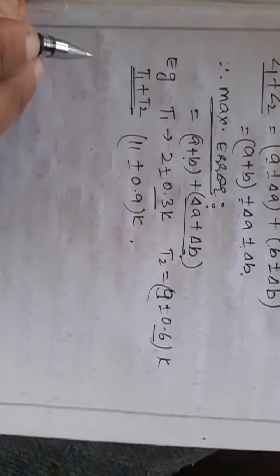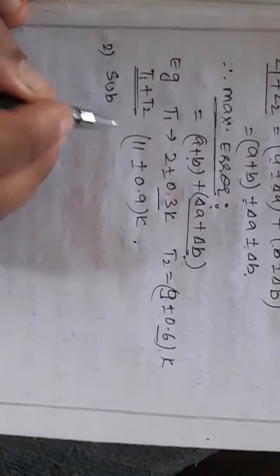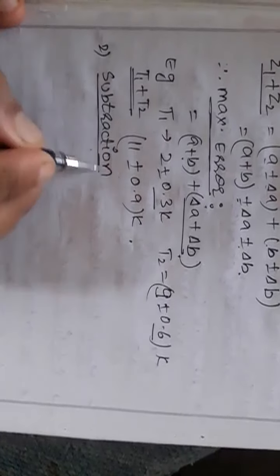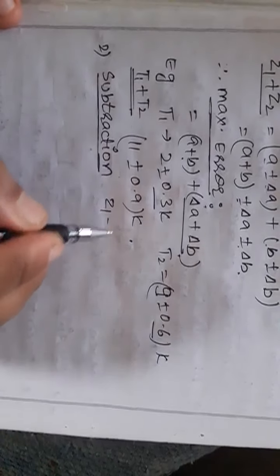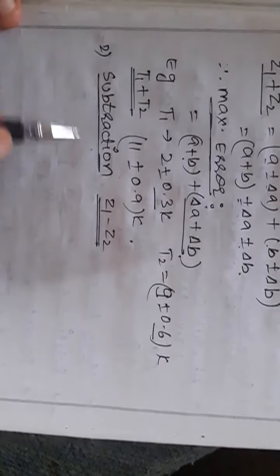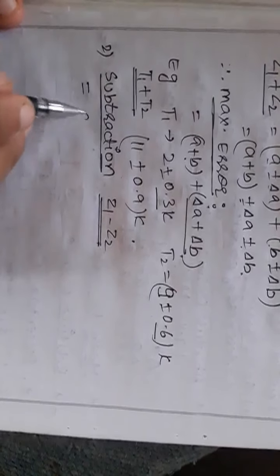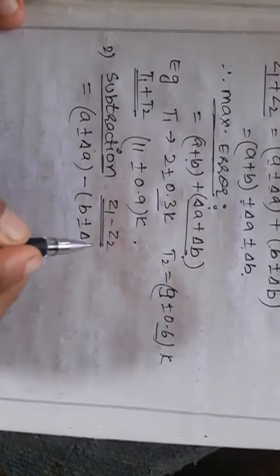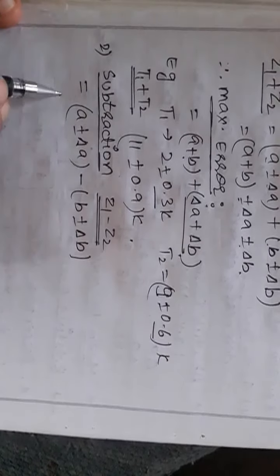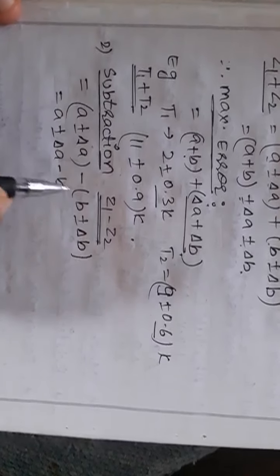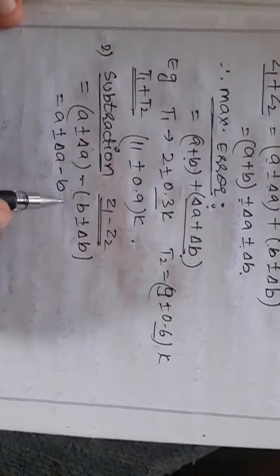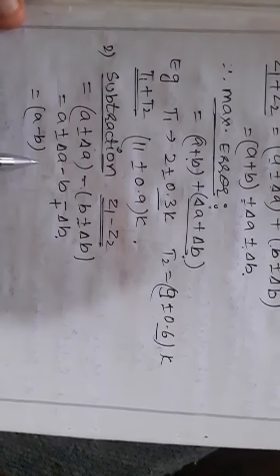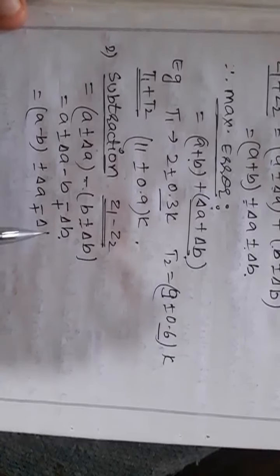Next topic I come to is called subtraction. When I talk about subtraction, in that case, now I am taking z1 minus z2. Pay attention. What was z1? z1 was a plus minus delta a, and z2 was b plus minus delta b. If I take the negative inside, I get plus minus delta a minus b. When it is multiplied, minus times plus minus becomes minus plus delta b. It will be a minus b plus minus delta a minus plus delta b.